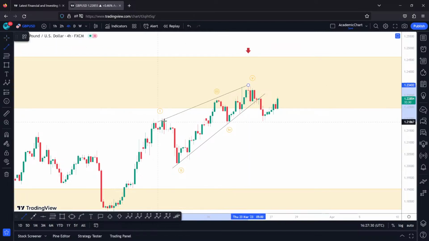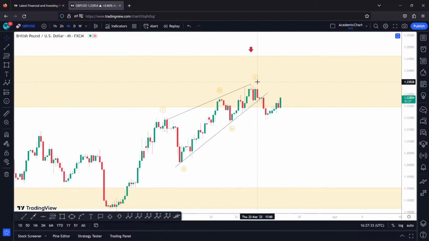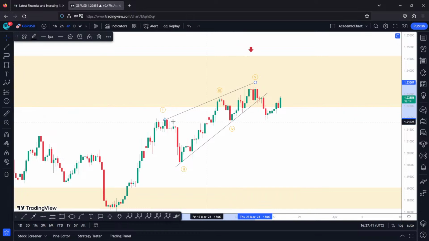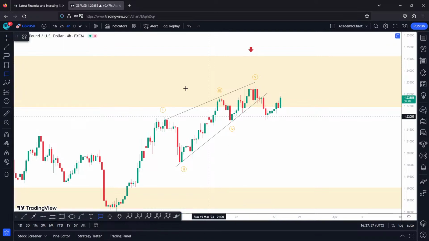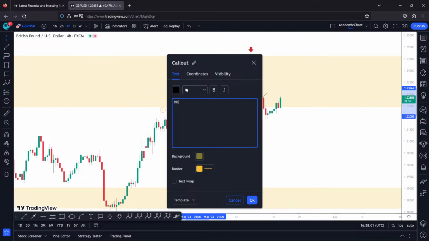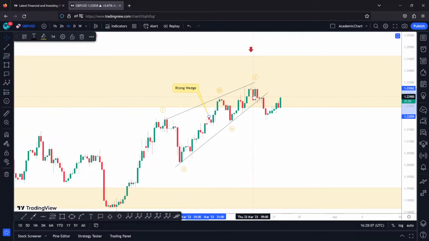As we are counting these waves, we can see this impulsive wave has been created. It seems that it is sort of a diagonal, in which the waves enter the previous levels. Almost the fourth wave has just reached the territory of the first wave, which is called a diagonal. But more importantly, we are seeing a rising wedge, which has been broken. This is well known as the rising wedge, where we are seeing a breakout and a retest of the breakout point.